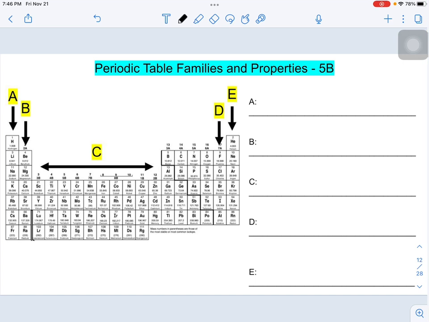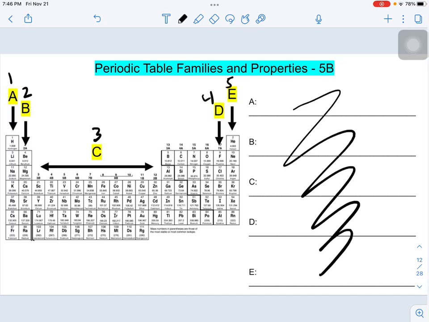The next unit that we learned about was periodic table families and properties. What I'd like for us to do right now is, we are being shown 5 families on the left: A, B, C, D, and E. For every letter over here on the right-hand side, let's go ahead and write the name of the family.